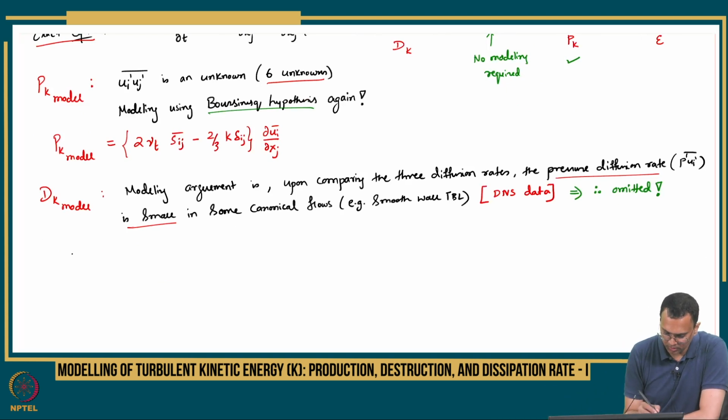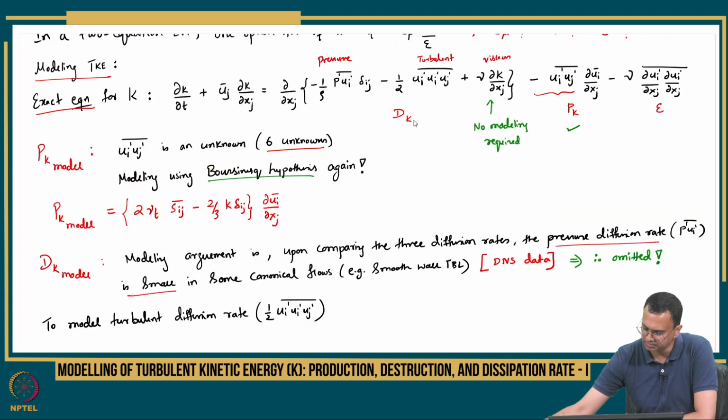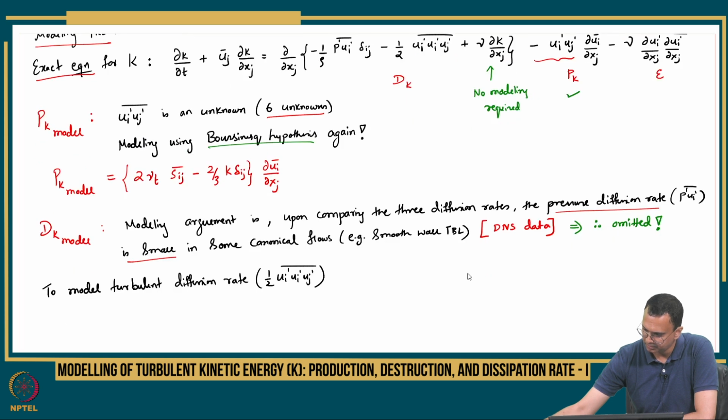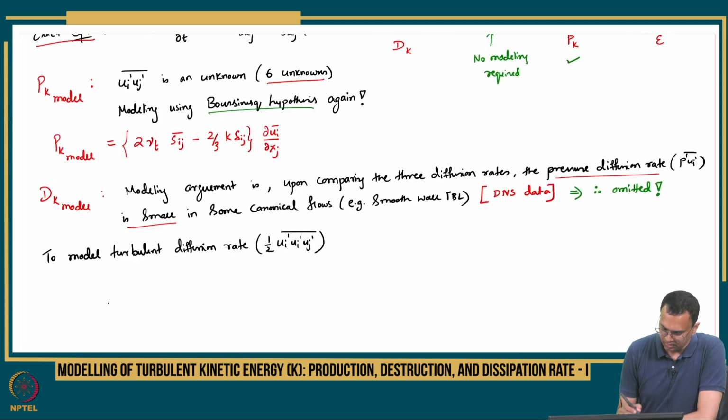Okay. So to model the turbulent diffusion rate, which is basically half of ui prime uj prime over bar, right, this is your turbulent diffusion rate term here. Okay. So the Pk, yeah, this particular term was entire. Fine. Yes, to do this we use what is called a gradient diffusion hypothesis.